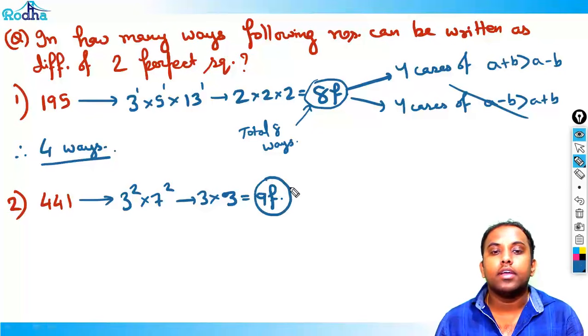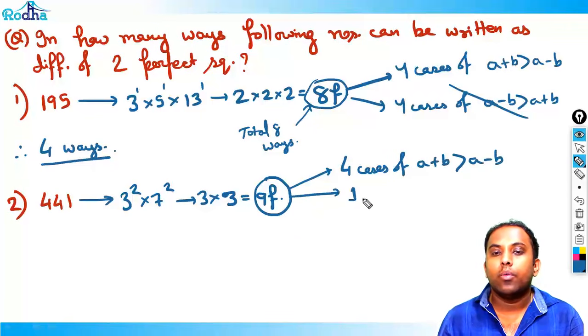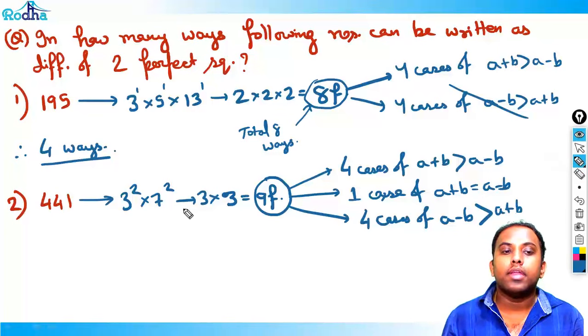Out of those 9 ways, there are 4 cases of a plus b greater than a minus b, 1 case of a plus b equal to a minus b, and another 4 cases of a minus b greater than a plus b. Obviously the total will be 9 ways.